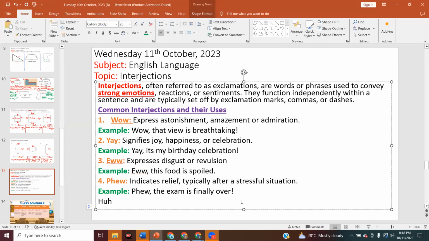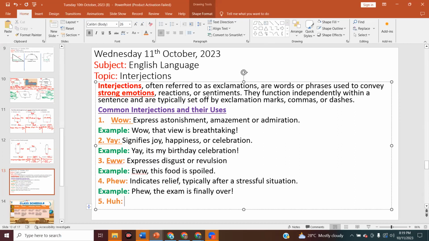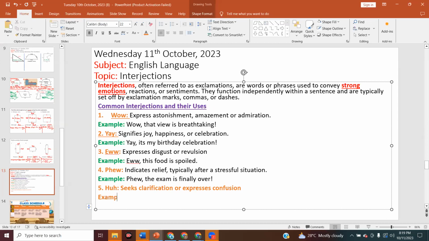How about huh? What does that mean? It means you're confused. It means you do not understand something. So, huh? Like, confused. Like, what is this? Right? So that means when you express, you basically seek clarification or express confusion. Huh? What is that? So an example would be, huh?